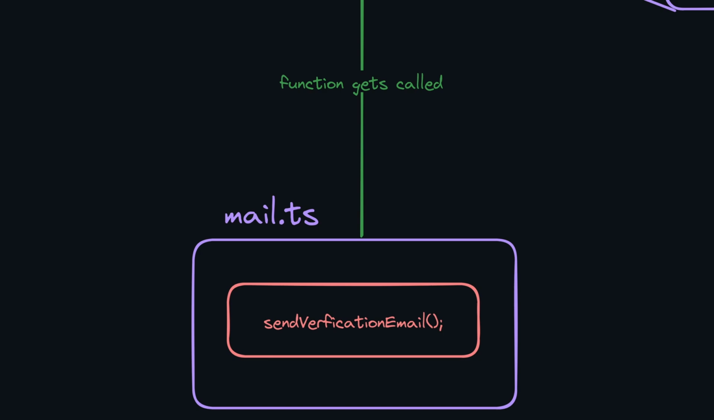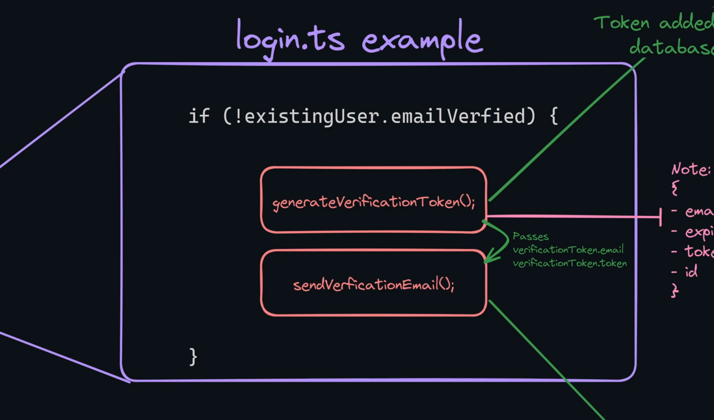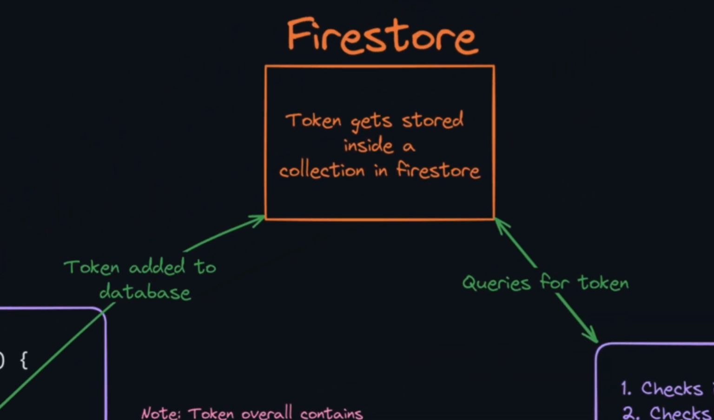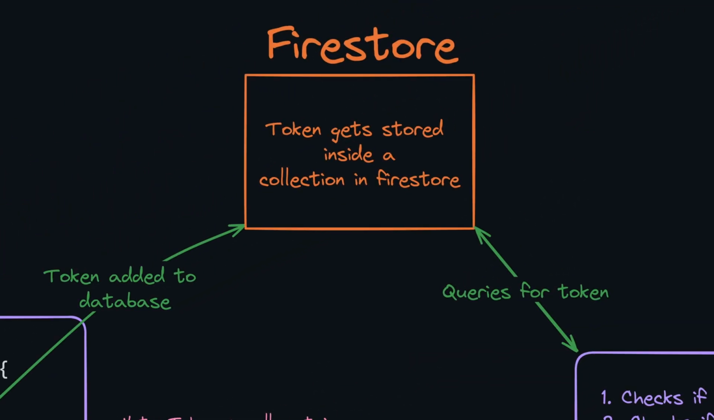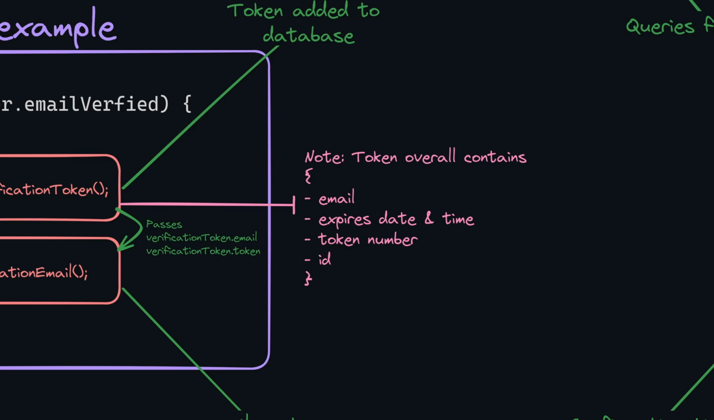In this example, we're going to look at what login.ts basically looks like, but overall it's wrapped in an if statement, just checking that if the user is not verified, this will happen. So first we're going to generate the verification token, and that token gets added to the Firestore collection for the token itself. Then, taking a little sidebar here, the token overall contains the email, the expiration date and time, a token number that's created, and of course an ID related to it in the database itself.